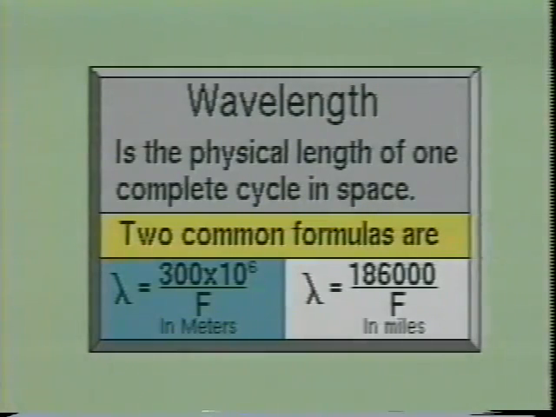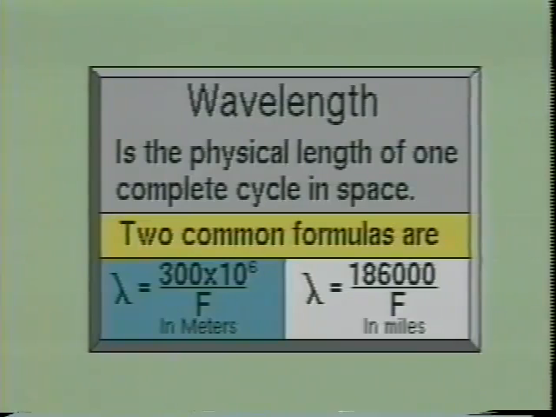The wavelength of an AC sine wave is the actual physical length of one cycle in space. Wavelength is equal to the speed at which electric waves travel through space, divided by the frequency in cycles per second. The electric wave will travel at the speed of light, which is approximately 186,000 miles per second, or 300 million meters per second. To calculate the wavelength of a wave in meters, you divide 300 million by the frequency in cycles. Stated mathematically, 300 times 10 to the 6th power divided by frequency equals the wavelength in meters, and 186,000 divided by frequency equals the wavelength in miles.